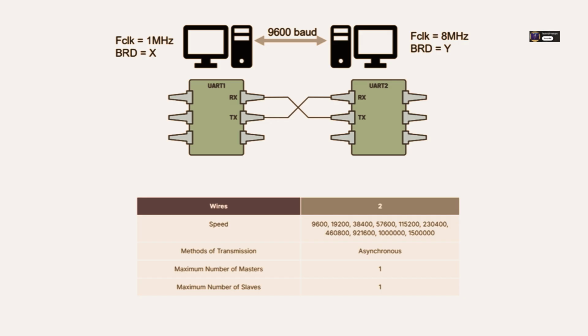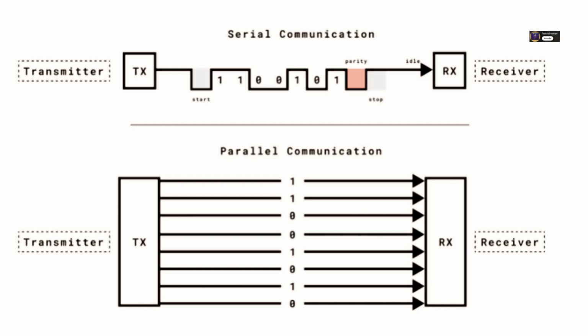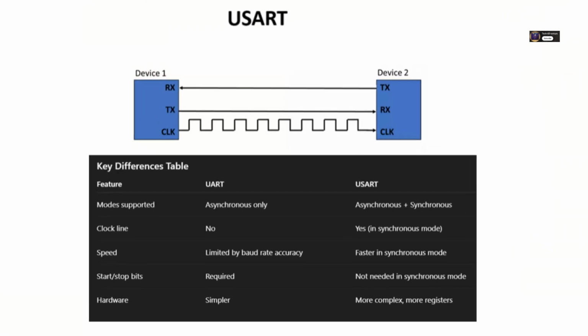Well, that's the thing. Instead of a clock wire, they just agree beforehand on a speed. It's called the Baud rate. That's just how many bits per second they'll aim for. Then each device uses its own internal clock to time the sending and receiving of each bit. The sender just starts sending, and the receiver listens, timing the incoming bits based on that agreed speed. Its simplicity is why it's so popular for straightforward short-distance links. Right, simpler setup, fewer wires, got it.